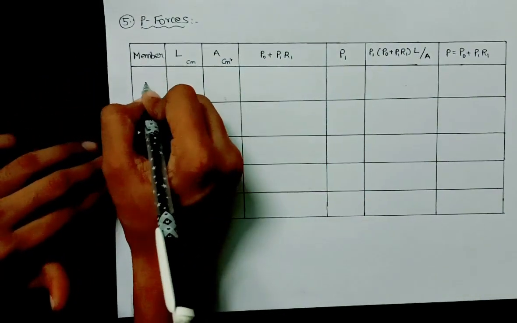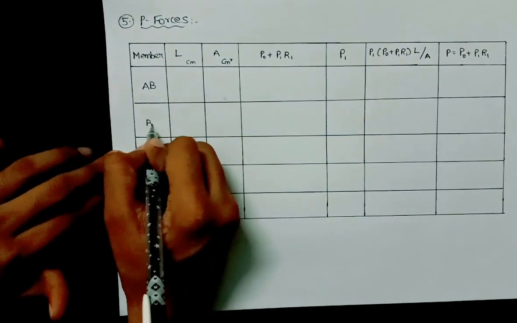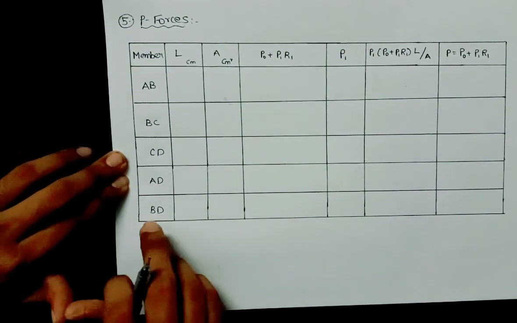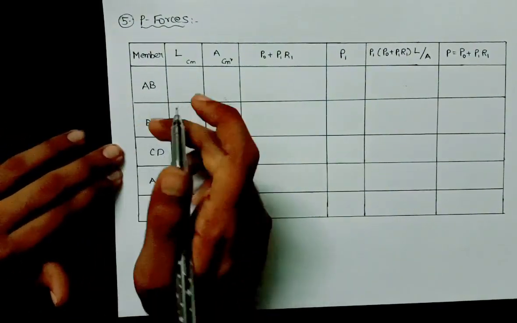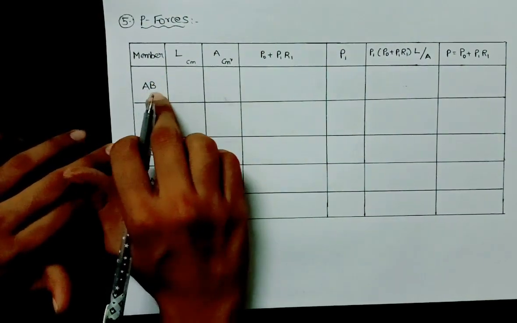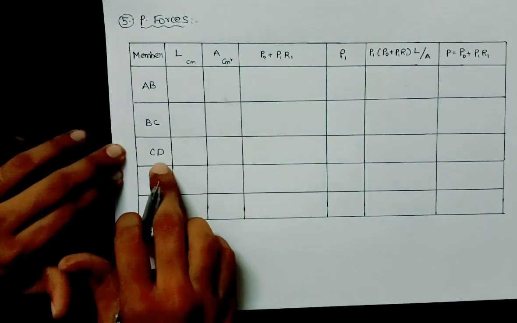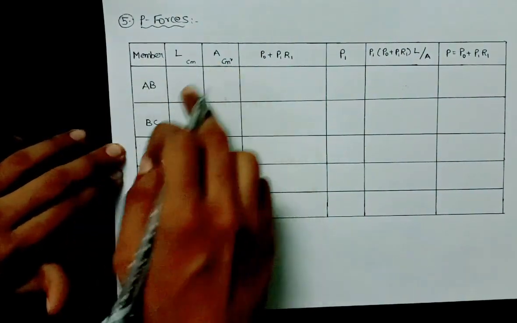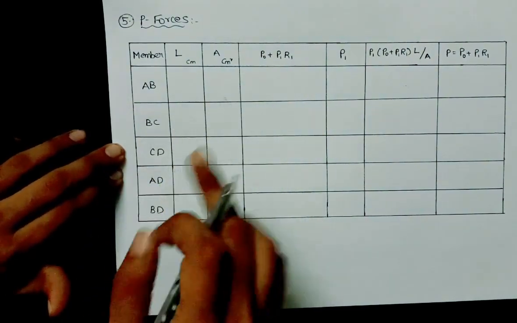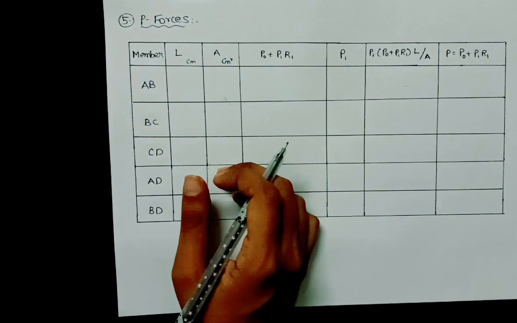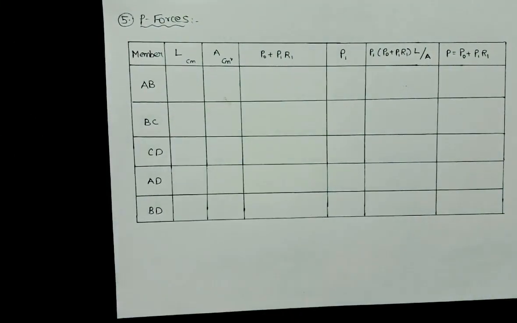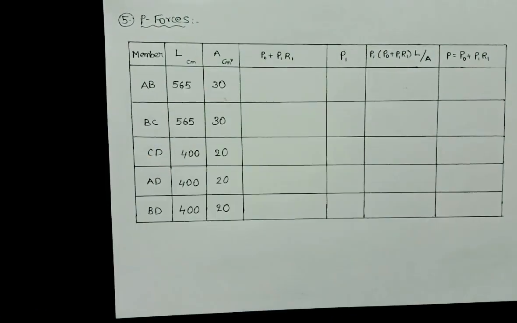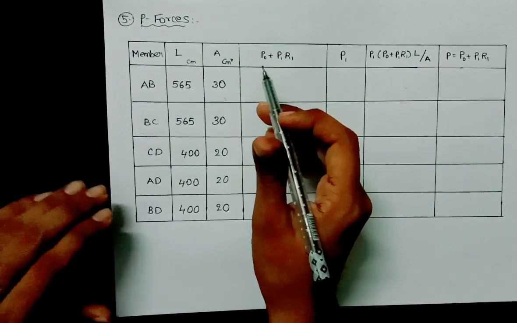You have to place all the members here. Whatever members we have in the truss, we have to write them all: AB, BC, CD, AD and BD. Now we have written all the members and lengths. So the length of member AB, BC, CD, AD, and similarly the area of member AB, BC, CD, AD and BD. We have to place all those values in these columns. Those are given in the question itself, so we can place all the values here.